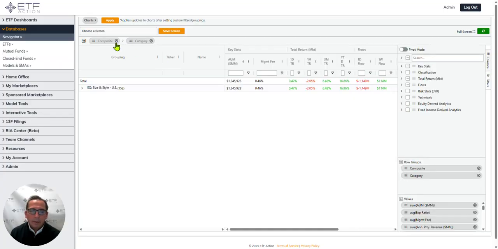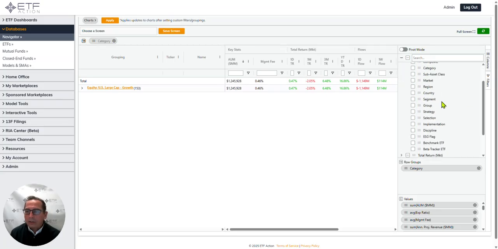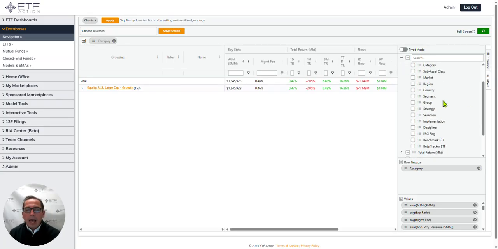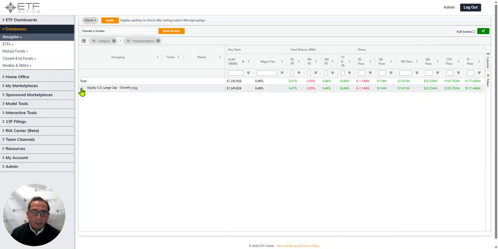I'm going to get rid of some of these groupings and add one additional grouping. I want to know how the assets, this $1.24 trillion in US large cap growth strategies, 153 of them, are broken down in terms of the implementation, meaning how they're weighting the securities inside of these strategies. So I drag down that implementation classification field. Now I can open this up.